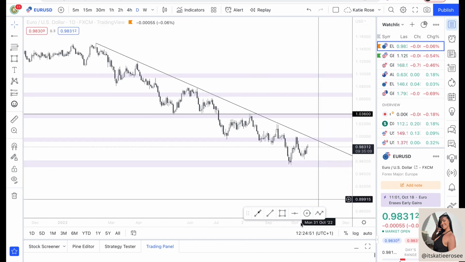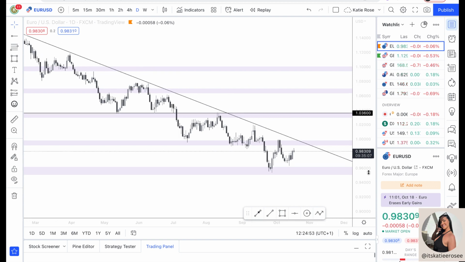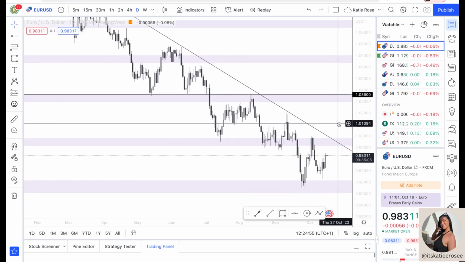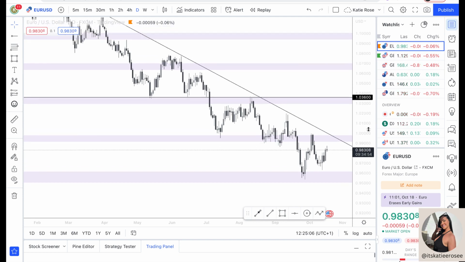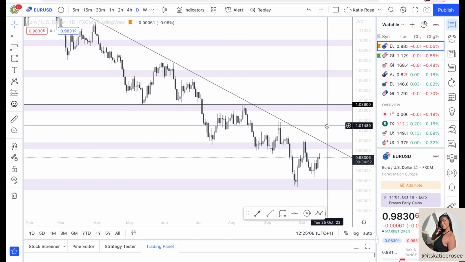Personally, I like to use trend lines. I think they're very, very useful, and the way that you can get great entries with just trend lines alone is amazing. Next, we have drawn support and resistance.